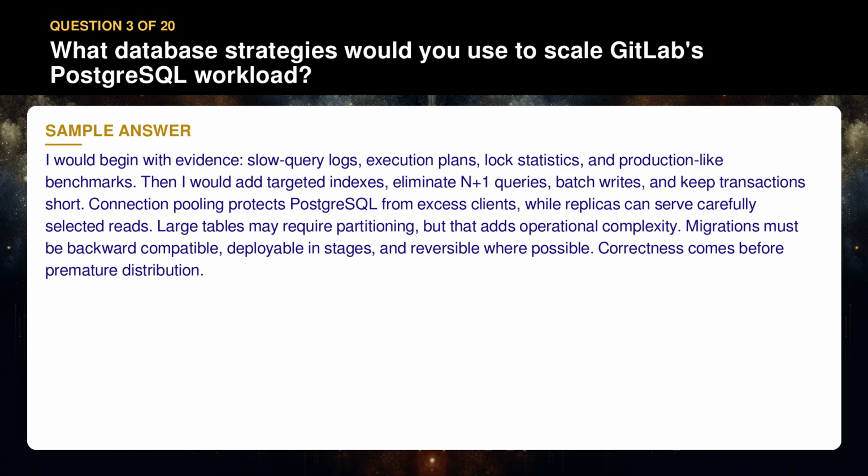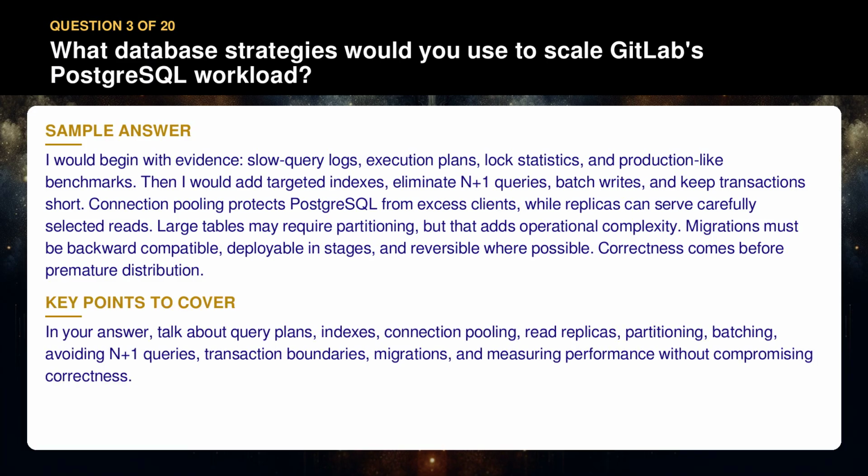Large tables may require partitioning, but that adds operational complexity. Migrations must be backward compatible, deployable in stages, and reversible where possible. Correctness comes before premature distribution. In your answer, talk about query plans, indexes, connection pooling, read replicas, partitioning, batching, avoiding N+1 queries, transaction boundaries, migrations, and measuring performance without compromising correctness.